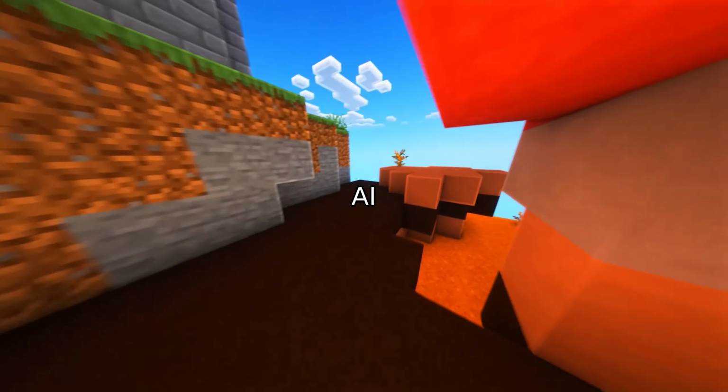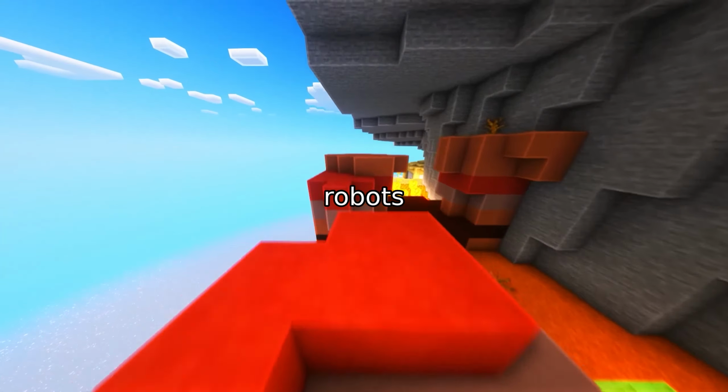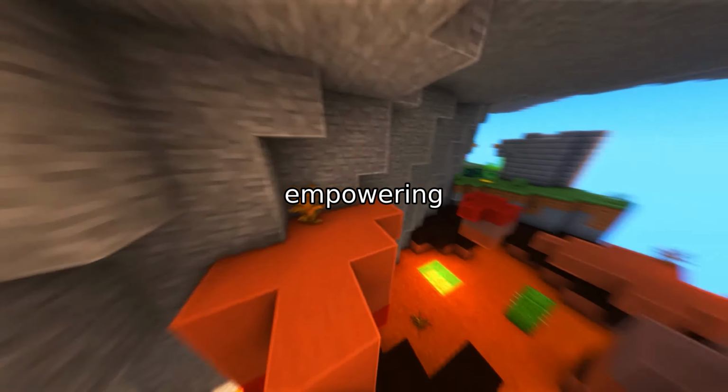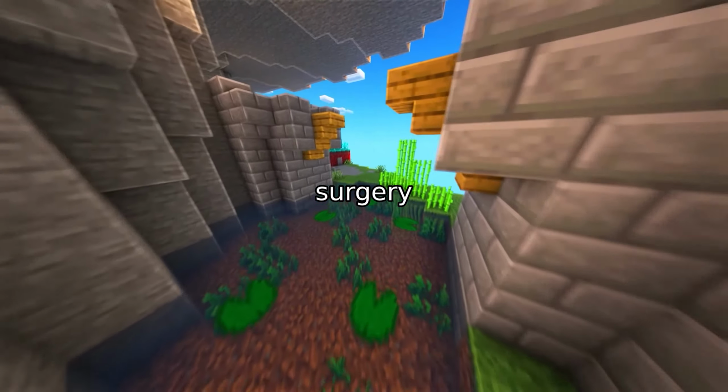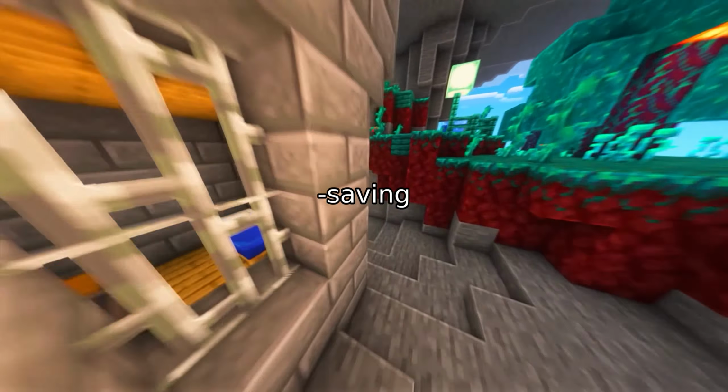So next time you hear about AI in healthcare, remember, it's not just about robots taking over. It's about empowering humans with smarter, safer tools. And this research is paving the way for a future where surgery is more precise, predictable, and life-saving than ever before.